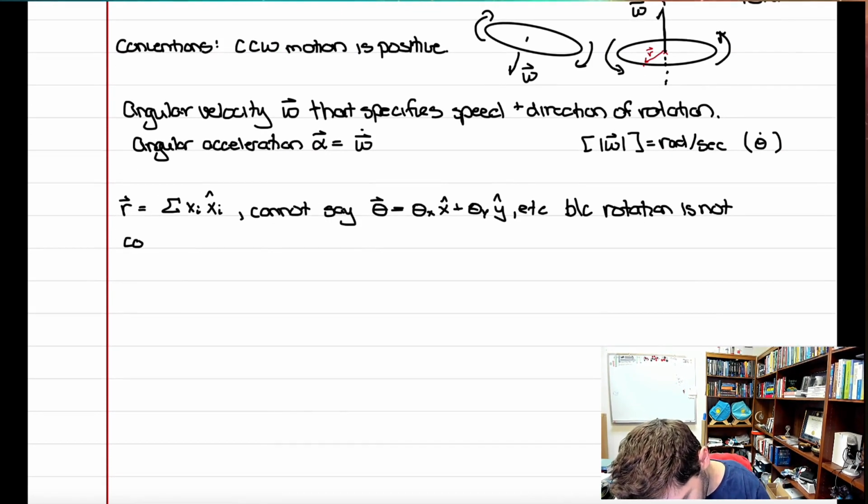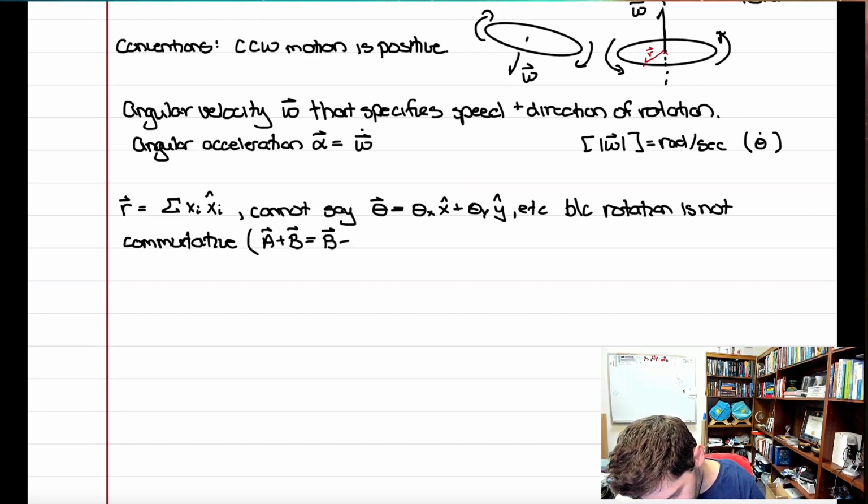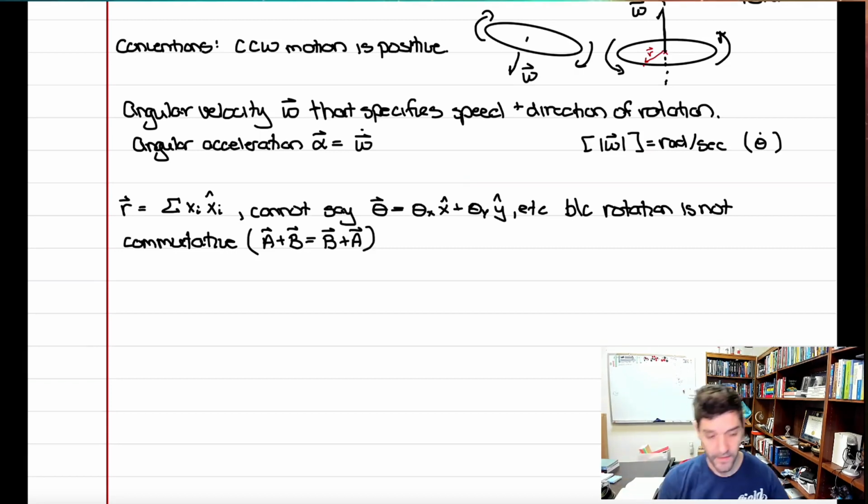Like vectors must be. Remember, what does commutative mean? That means the vector a plus b is equal to the vector b plus a. That is not the case. So maybe I'll put, this is not the case for rotation. And I could give an example.